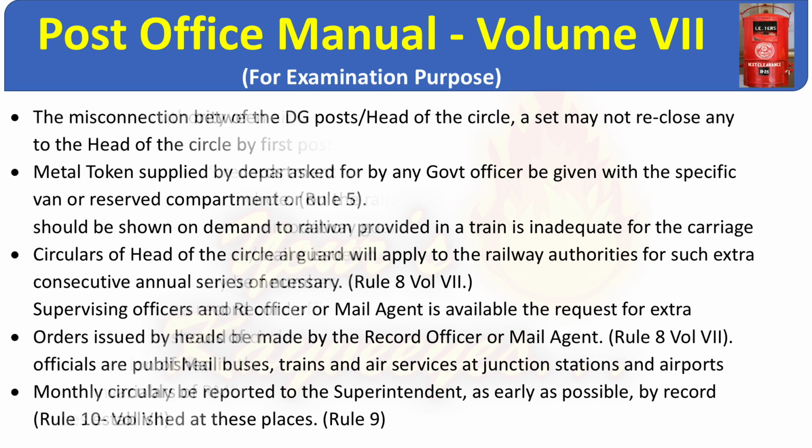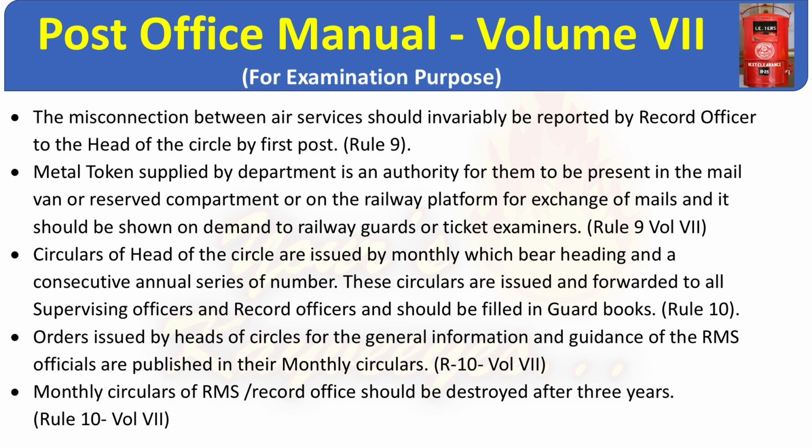Rule number 9. The misconnection between air services should invariably be reported by the record officer to the head of circle by first post. Rule number 9. Metal tokens are supplied by the department and are an authority for them to be present in the mail van or reserved compartment or on the railway platform for exchange of mails, and it should be shown on demand to railway guards or ticket examiner.